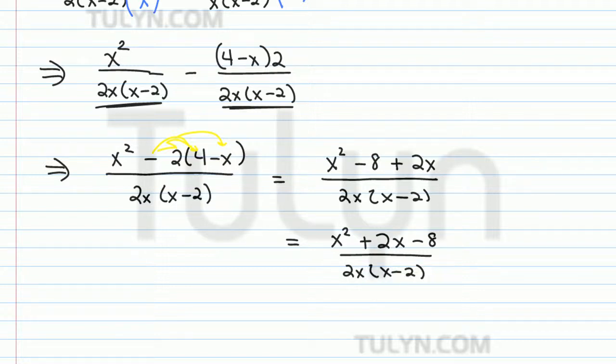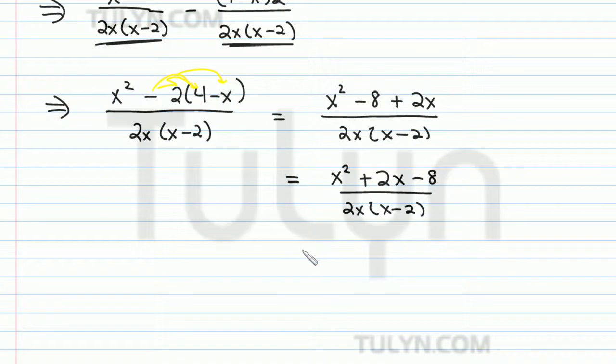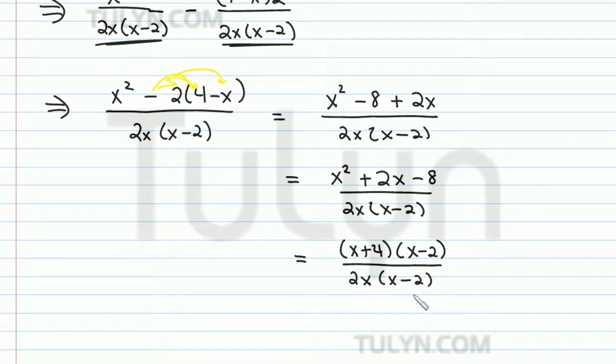And now we should try to factor the numerator, right? That's generally the impulse you should get every time you see a quadratic expression. You should try to factor it. So the numerator factors into what? (x plus 4)(x minus 2), right? Because 4 times negative 2 is negative 8, and 4 plus negative 2 is positive 2. And in the denominator, we still have 2x(x minus 2).